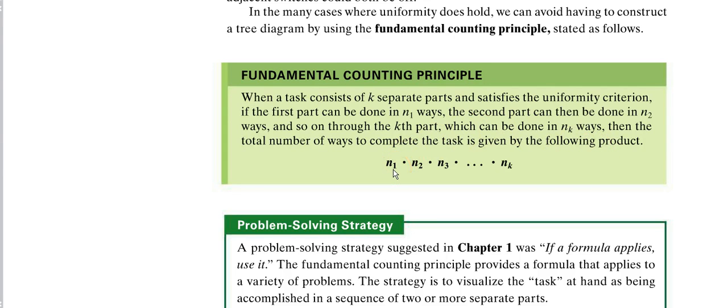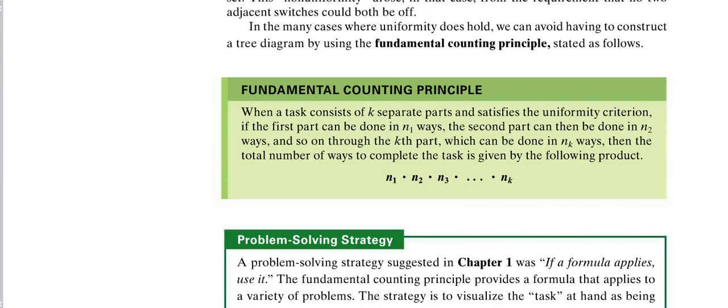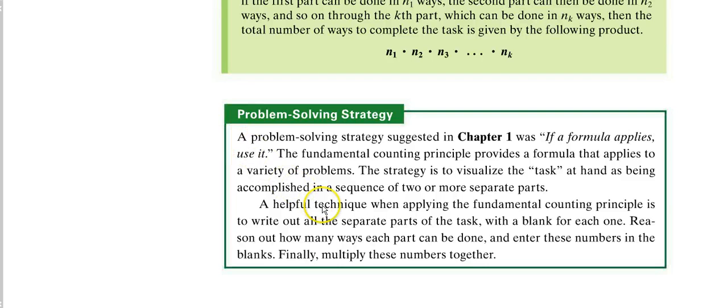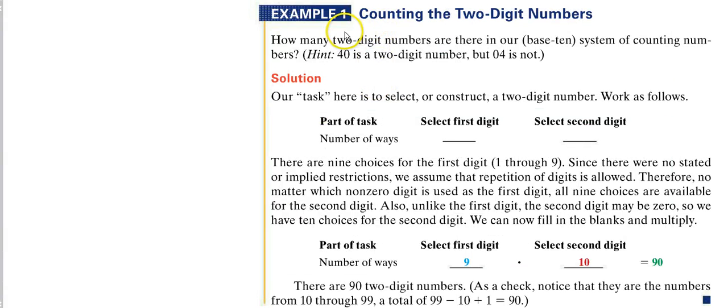So, n sub 1, this might be a 5, this might be a 4, this might be a 3, or whatever, and we'll see this as we move through this section. This is the formula of the fundamental counting principle. Now you saw it illustrated with all those diagrams. Now we're just going to use the math. And what they're suggesting here is if you have a formula, use it. Practice it. So as we look at example 1, counting the 2-digit numbers.